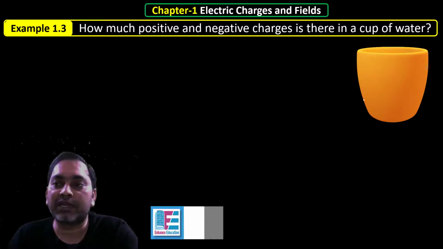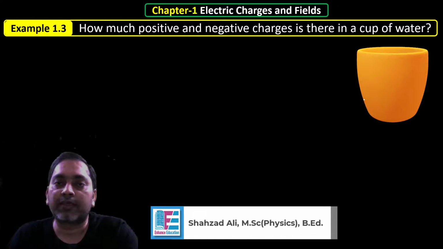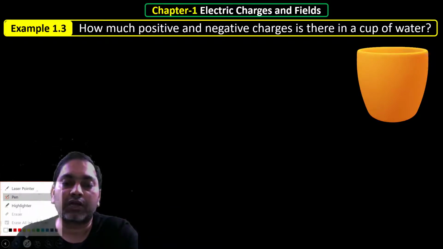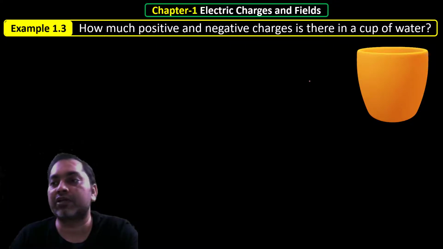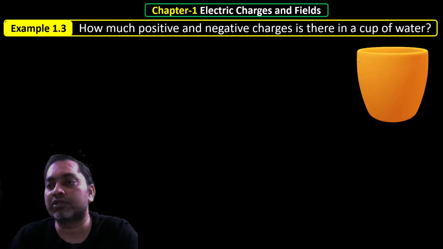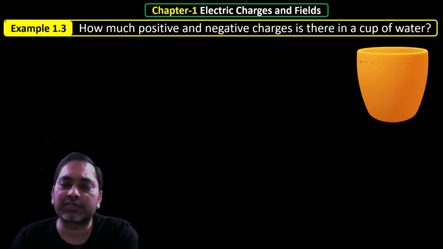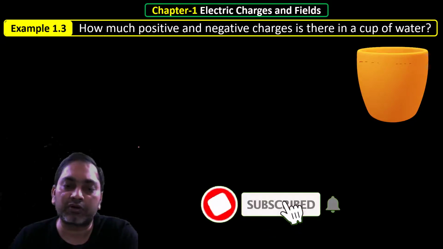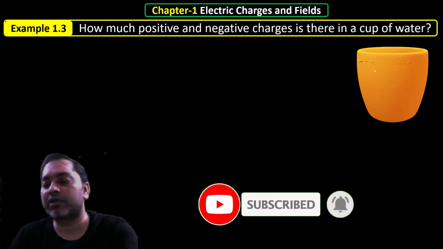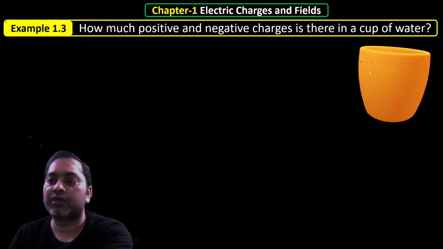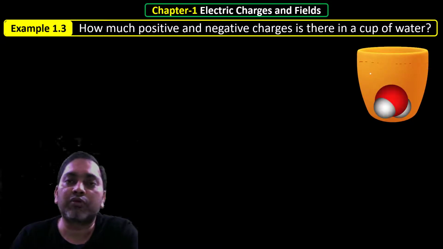This is a very simple daily life situation where you can relate this, that how can we find the number of positive or negative charges. Suppose there is water up to this level, and it is not mentioned how much water is there, so we can guess and consider any amount of water. First of all, we need to find how many molecules of water there are.